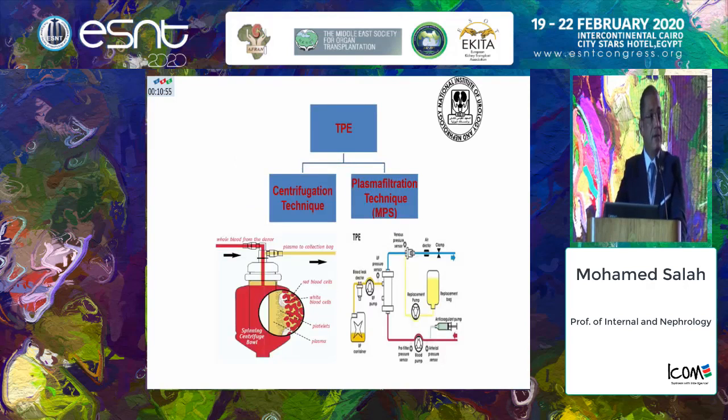TPE is done through two modalities, whether centrifugation technique or plasma filtration technique. The concept of both: in centrifugation technique, the whole blood is taken into a spinning centrifuge bowl, and then according to the different weights of the different constituents by gravity, you can separate red blood cells, white blood cells, platelets, plasma, etc., and then plasma is taken to the collecting bag and replaced by a new albumin or plasma.